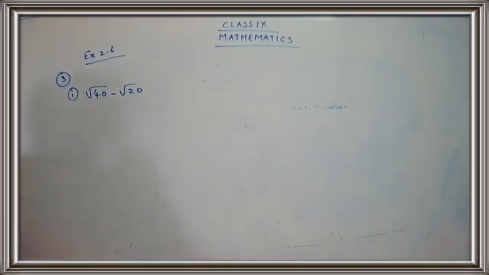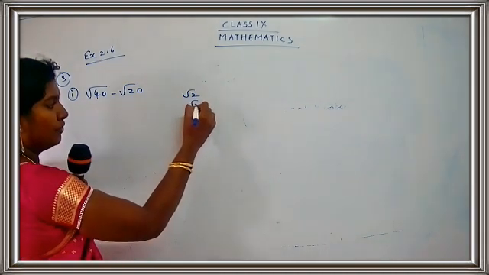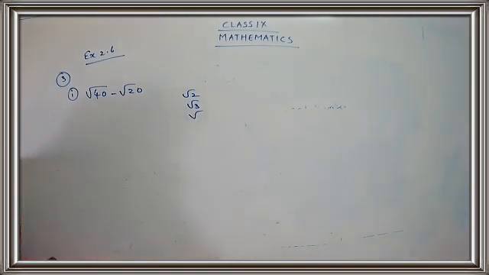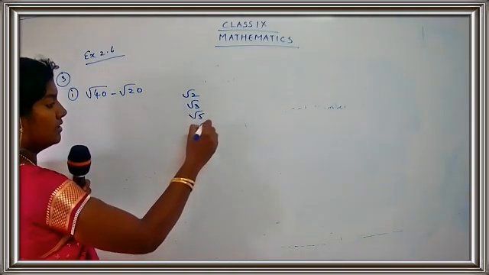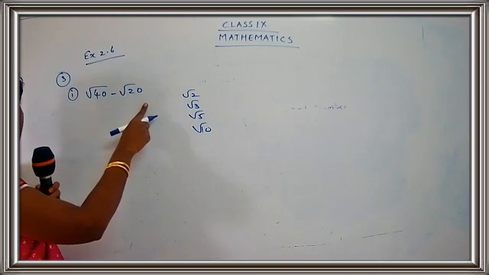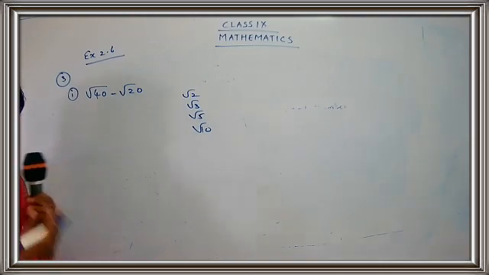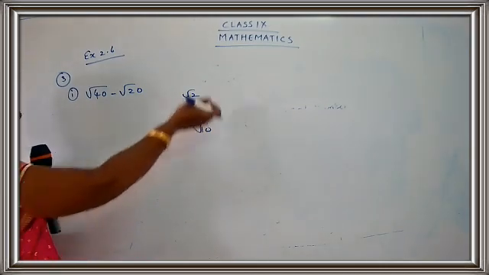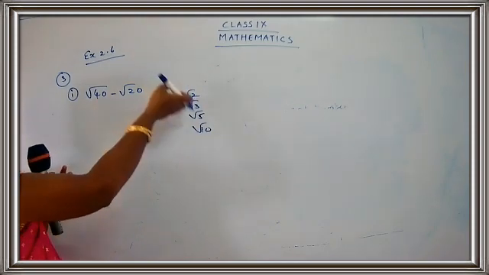So first of all, let us factorize this, children. Only then can we simplify it further. Because here we know the value for root 2, root 3, root 5 and root 10. Yes, we don't know the value for root 40 and we don't know the value for root 20. So let's try to factorize it and see whether we get the answer in terms of these values.